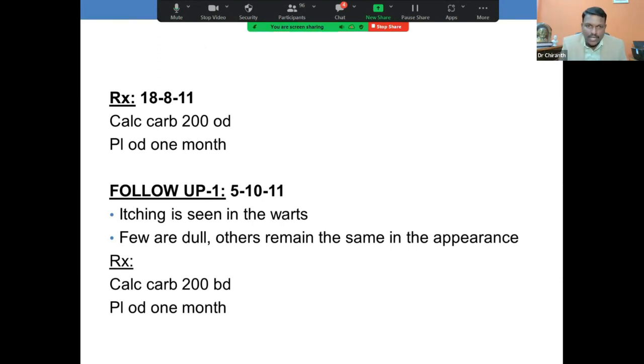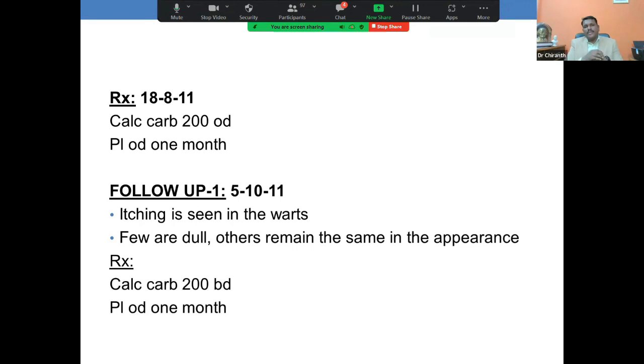So let us see this scale. What happens? Calcarea carb 200, one dose, was given with 1 month PL. And itching was seen in the warts. Few were dull, others remaining the same in appearance. I repeated after 2 months one more dose of Calcarea carb, single dose.